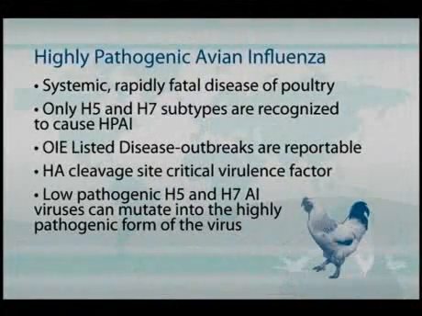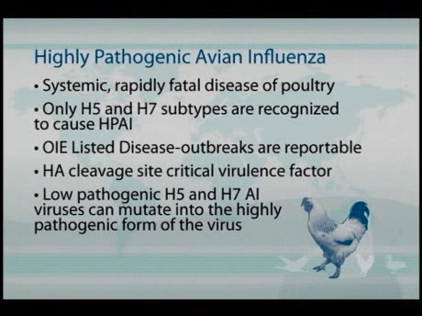And again, as I had mentioned, one of the biggest concerns that we have is that low-path AI can mutate to the high-path AI form of the virus. So even though we have low-path avian influenza H5 and H7 circulating in our poultry populations, we have to be very concerned about the possibility of these viruses mutating to the highly pathogenic form of the virus.